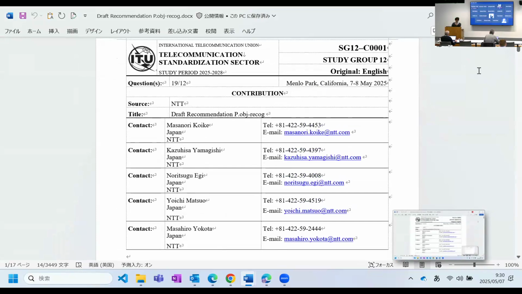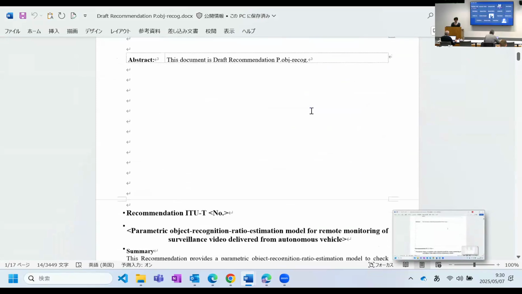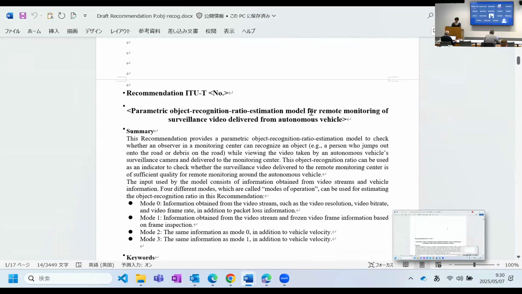So next we show the draft recommendation of P.object recognition. The title of the recommendation is parametric object recognition ratio estimation model for remote monitoring of surveillance video delivered from autonomous vehicle. The first draft of this recommendation was submitted in January 2025. Then we defined the content of the recommendation, and the summary and results were added in this document. So in the meeting, we explained the updated recommendation.